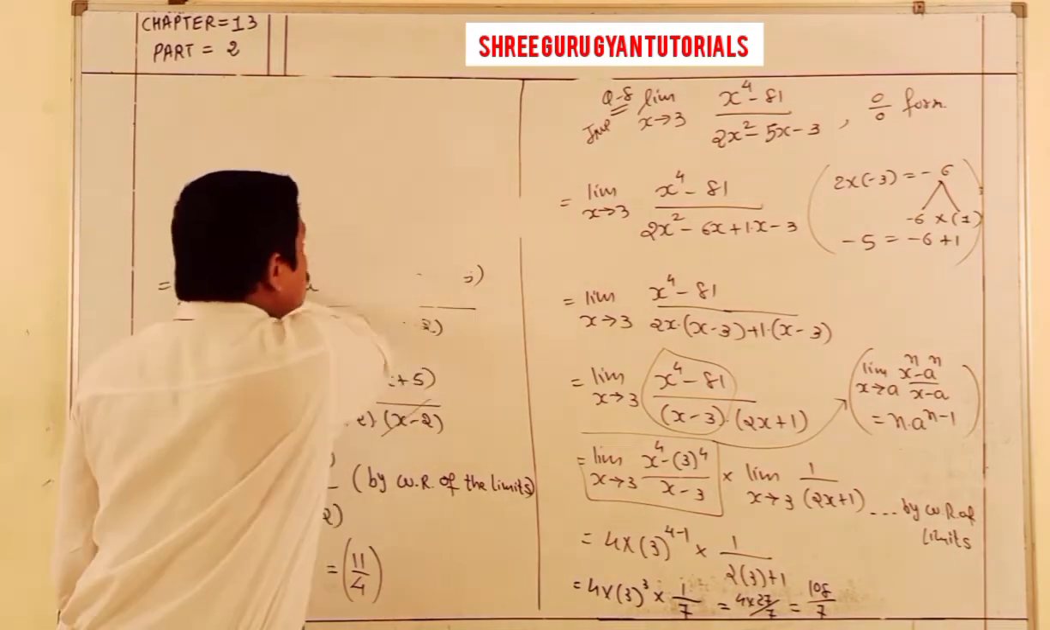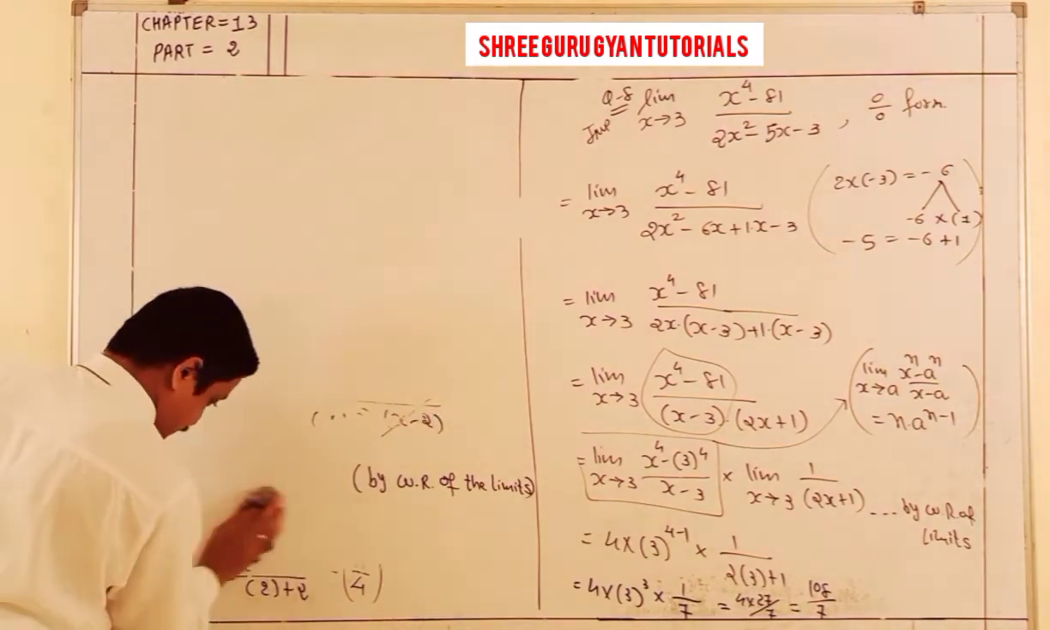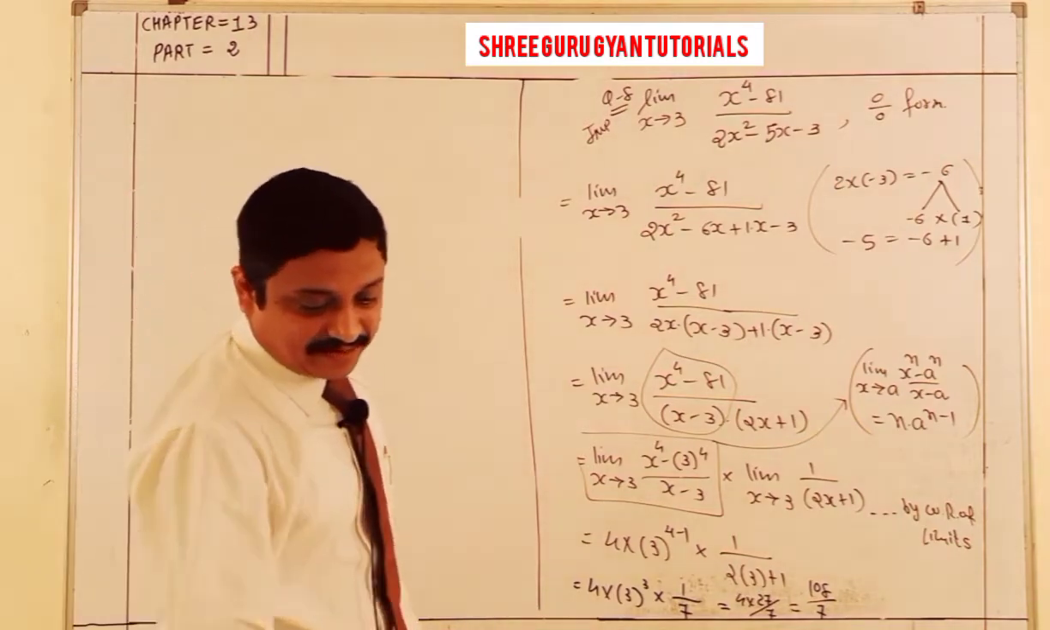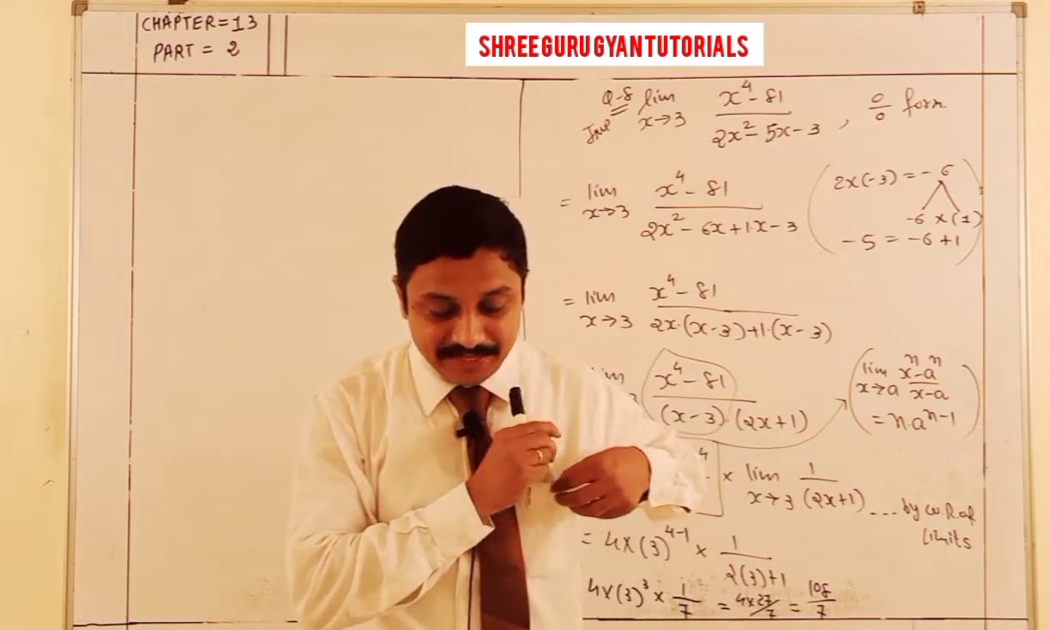Now continue with question number 9. Very easy. 9 is a very short numerical, students. Limit x tends to 0.